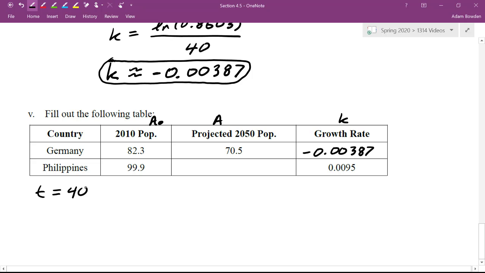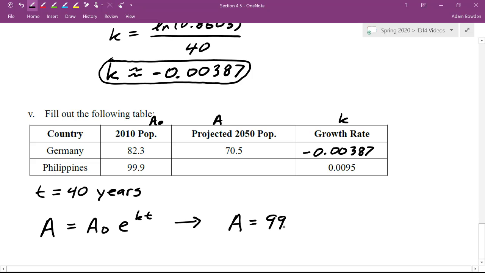Let's look at the Philippines down here. Again, using the time frame of 40 years that we have here, we're going to use the growth rate and the 2010 population to calculate the future 2050 population. So our A equals A naught e to the kt. Let's plug the numbers in that we have. For A naught we have 99.9, e raised to the 0.0095 times time, which is 40 years.